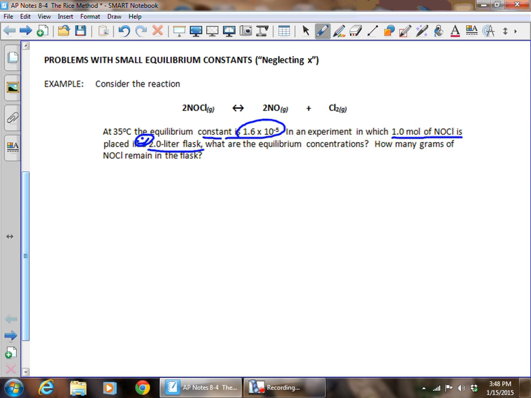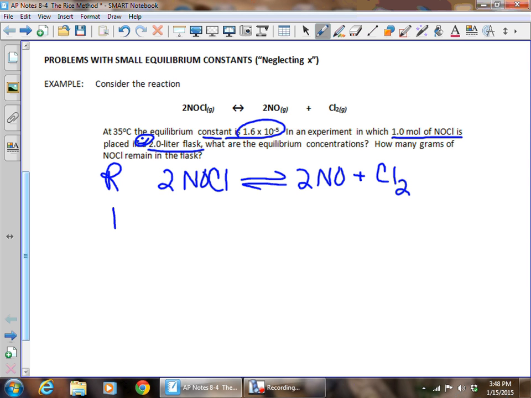So using the RICE method, the first step is to write down the reaction. So the 2NOCl, we're going to write down the fact that it's reacting to form NO and Cl2. Now, that's the reaction. We're going to put the initial concentration, the change in concentration, and the equilibrium concentrations, and we're going to put a line here. And that's going to be kind of the skeleton for all our problems.